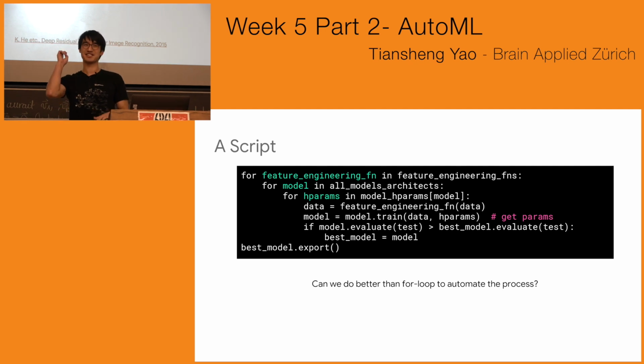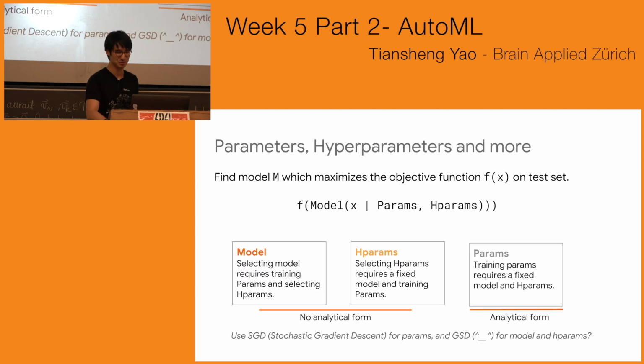Like if you think this script is straightforward, raise your hand. Okay, good. Yes, it is very straightforward. So the question is, can we do better than this for loop to automate the process? By the way, this paper reference is wrong, so nobody published a paper based on these 3 for loops. So the question is, can we do better than the for loop to automate this process?